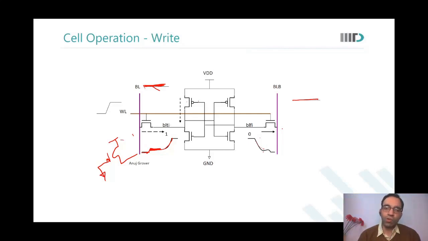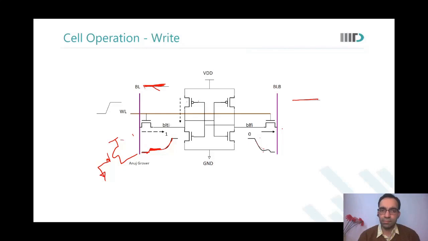Okay. So if you want to write a 1 on BLTI, it essentially means that you want to write a 0 on BLFI. So that is what we just did. If I want to write a 0 on BLFI, what did I do? I took BLB to 0. I wrote a 0 there. Once I wrote a 0 there, what happened? The PMOS turned on the BLTI side and it wrote a 1 on that side.